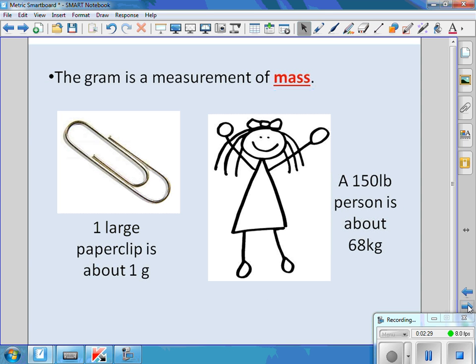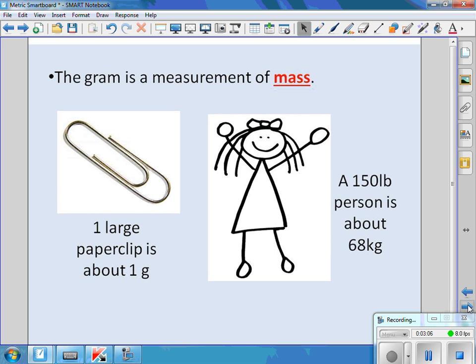When we talk about a gram, it's a measurement of mass. Mass is how much stuff makes you up. Very different from weight. Here's an example. If you took your weight here on Earth and then went to the moon, you would weigh a lot less because there's less gravity pulling on you. But mass, being the stuff that makes you up, your mass here on Earth would be the same as your mass on the moon. 1 gram is equivalent to about 1 large paper clip.